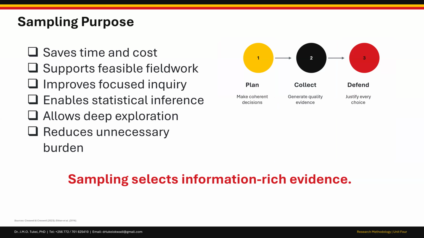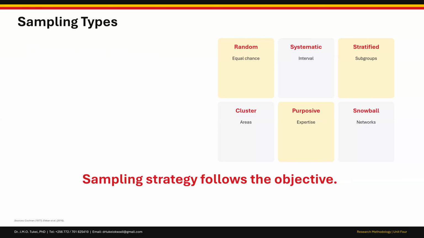Yes. So we're looking at sampling, why sampling, and I gave the advantages of sampling. And the sampling types, we also have them here. There are quite a number of them. I talked about random sampling, systematic, stratified, cluster, purposive, and snowball. Maybe I can throw some light on this, but there's a group that's going to discuss it.